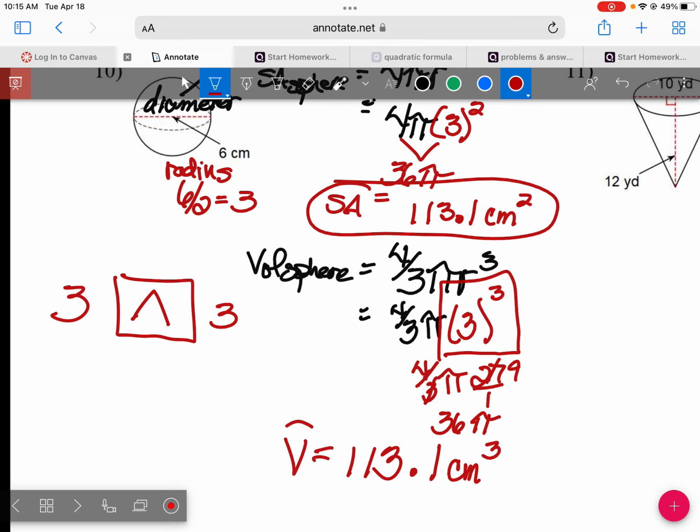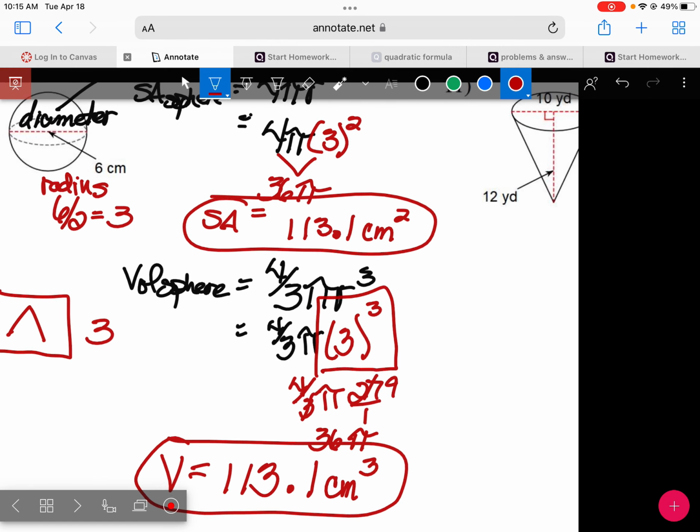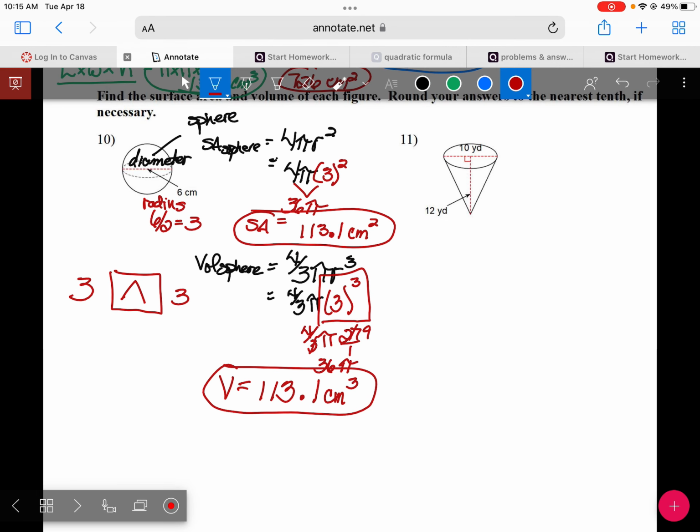Now, that is rare. Both of those answers, when the radius of a sphere is 3, are the same. It's kind of crazy. It's kind of cool. Any questions about the sphere?